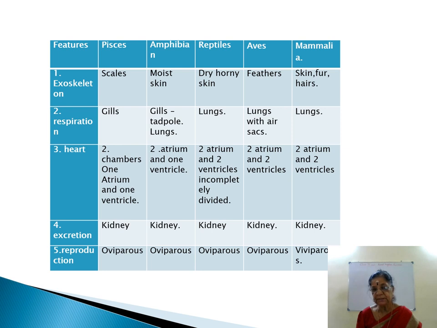And reproduction: from pisces to aves they are oviparous animals, that is egg-laying animals. In class mammalia, except platypus and anteater, they are viviparous. Viviparous means giving birth to young ones. I hope you understand. These are the characters of phylum Chordata.